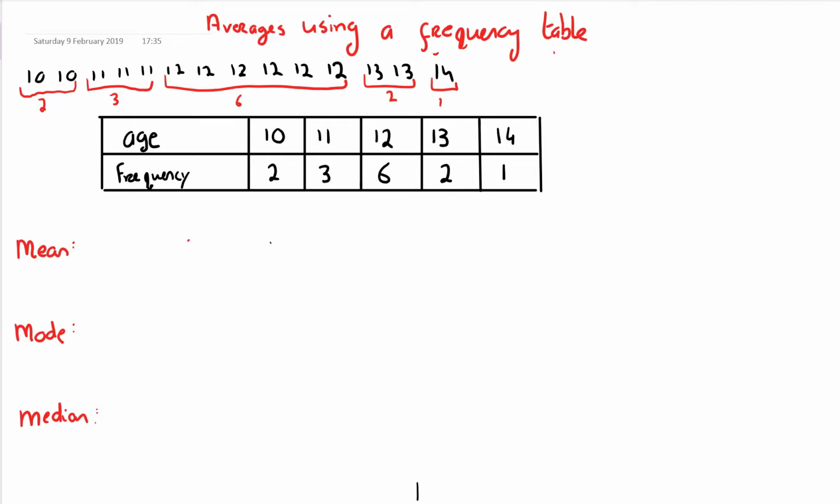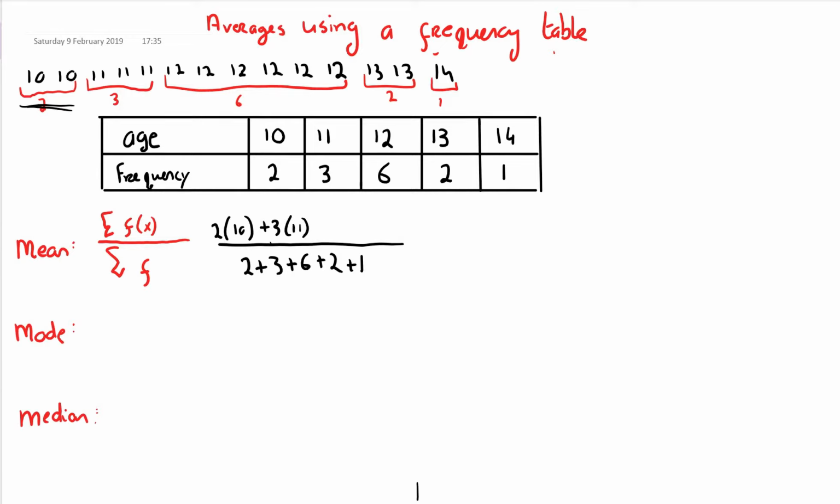The mean. Well, you can see this on computers. It's this E thing. It stands for the sum of all the frequencies multiplied by x. Now what I mean by that is I'm going to add up all the frequencies: 2 plus 3 plus 6 plus 2 plus 1. That's on the bottom. And on the top will be frequency 2 multiplied by the number on top of it, 10. So 2 10s, just like up here.